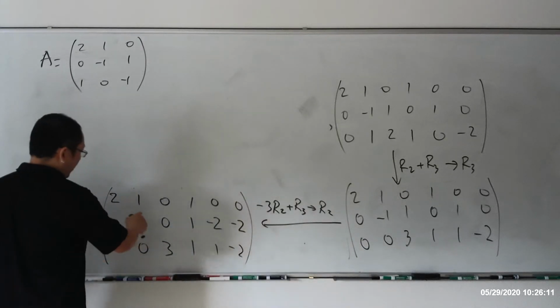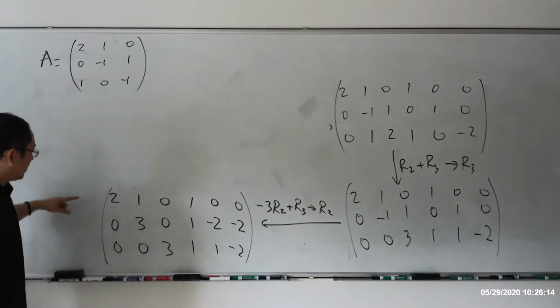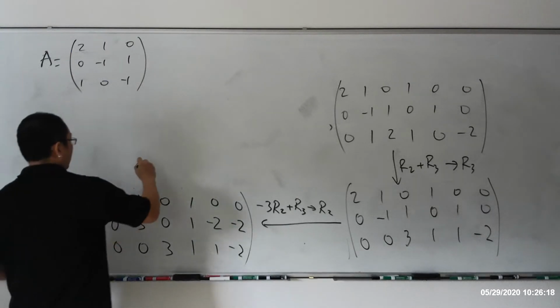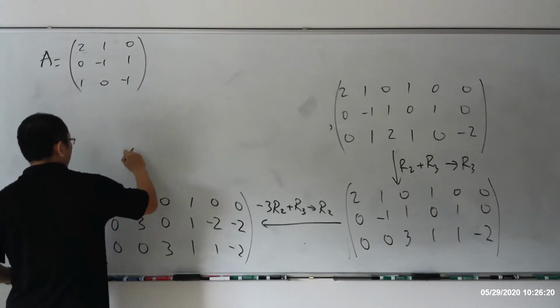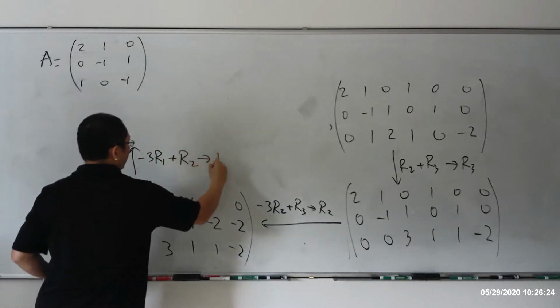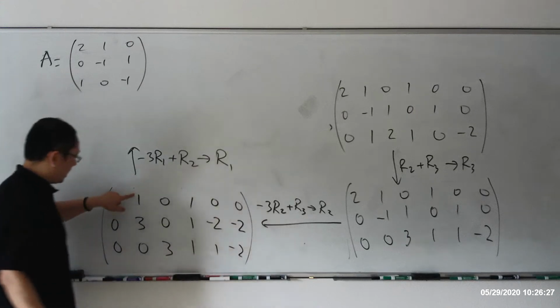Okay, how do I make that number 1 right here become 0? I'll multiply the first row by negative 3. So I got negative 3 right here, add to row 2. Okay, so let's write up here. Negative 3, row 1 plus row 2, and then we write it as row 1. Okay, change this number to 0.